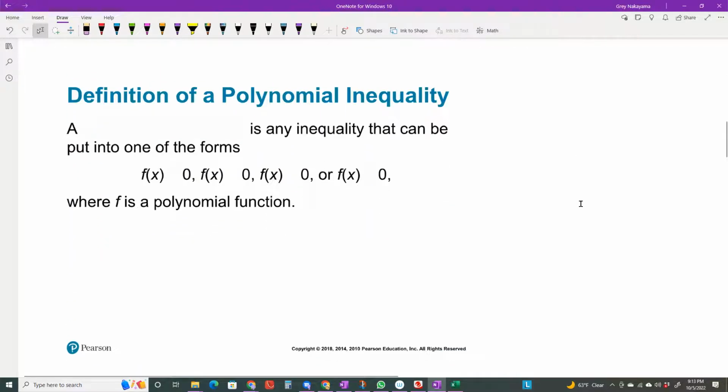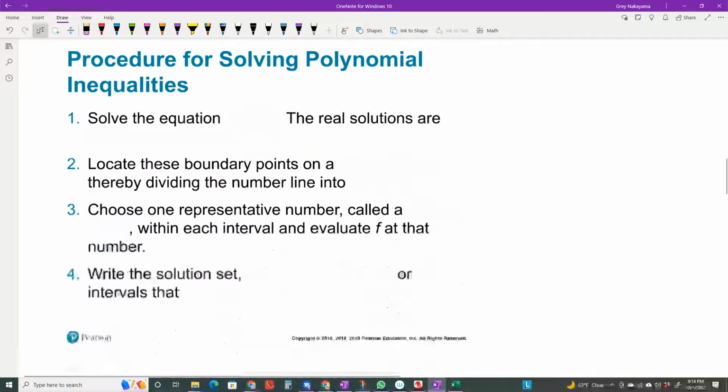So, to make sure you know, a polynomial inequality is any inequality that can be put into one of the forms. What you have to remember is that an inequality means it can be less than, greater than, less than or equal to, or greater than or equal to. So any type of comparison is what makes it an inequality.